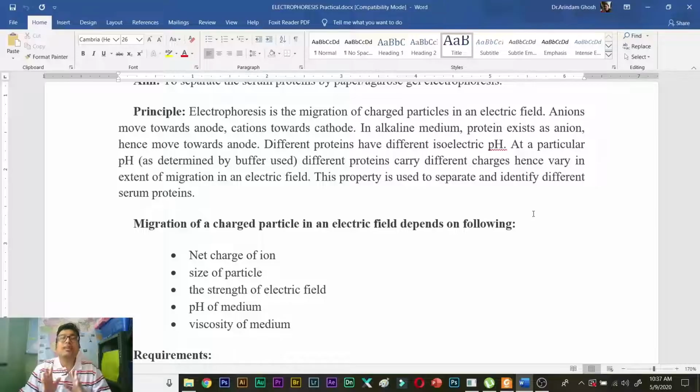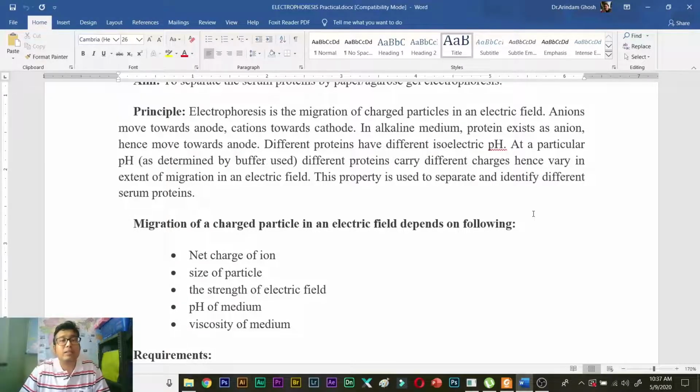Not only proteins, I am just telling you one more thing: DNA. Even DNA gel electrophoresis applies the same principle. It is negatively charged under physiological pH, or we will create a buffer in such a way that DNA behaves as a negatively charged particle. But over here we are talking about protein.